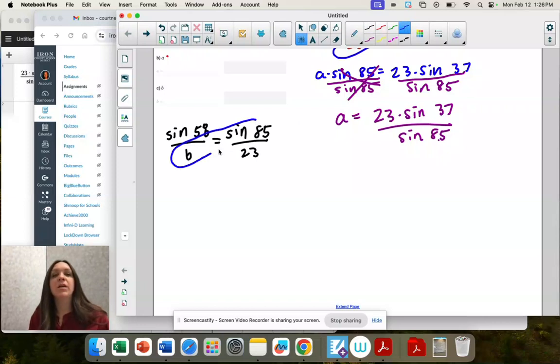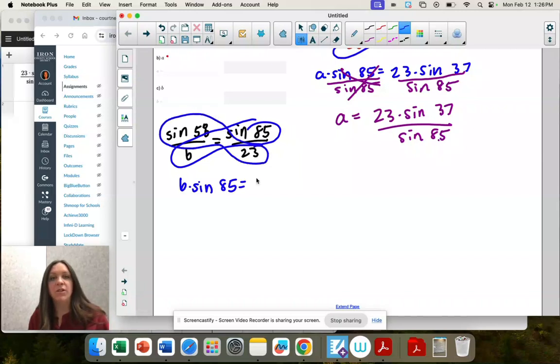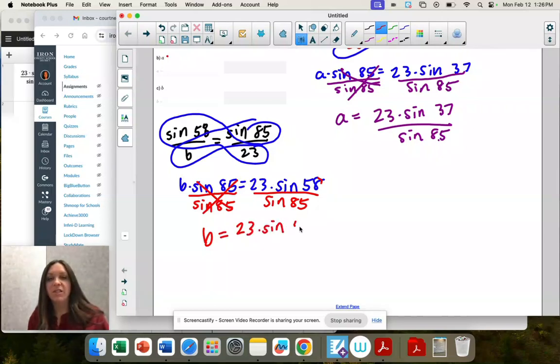So B times sine of 85 equals 23 times sine of 58. All right, I'm going to divide both sides by sine of 85 because I'm trying to get B by itself. So now B is by itself, and it equals 23 times sine of 58 divided by sine of 85.